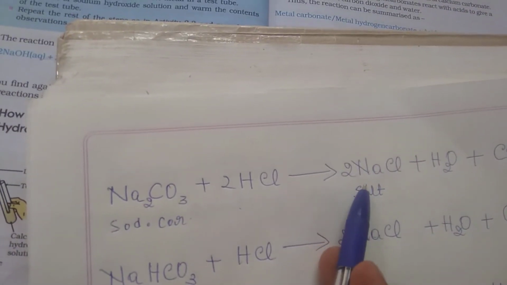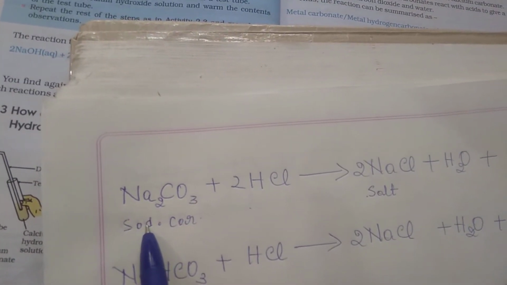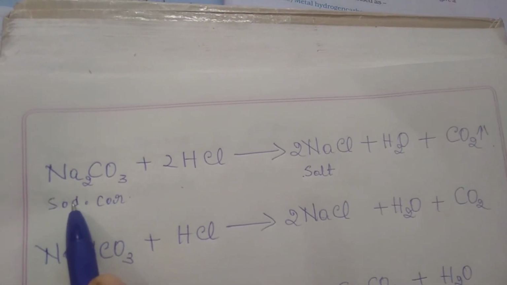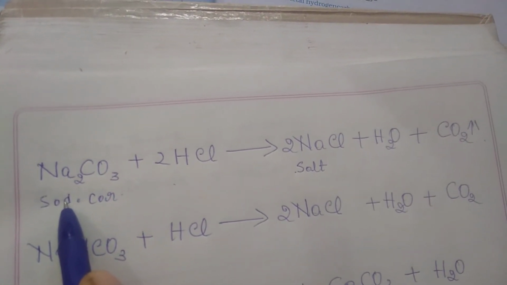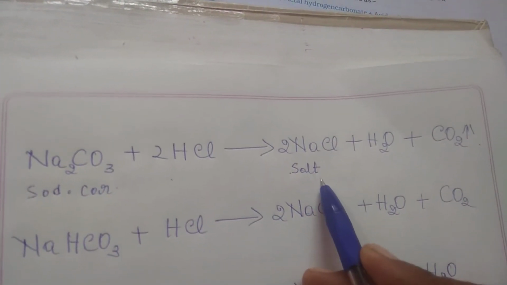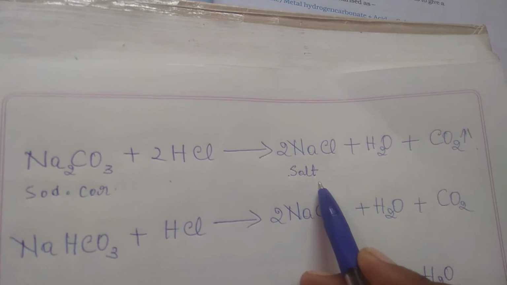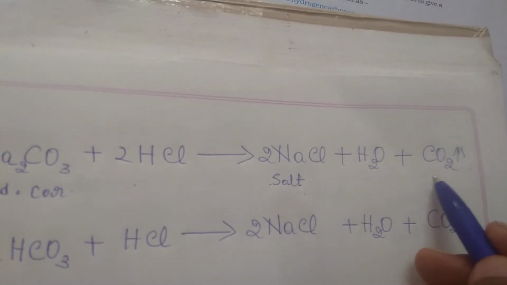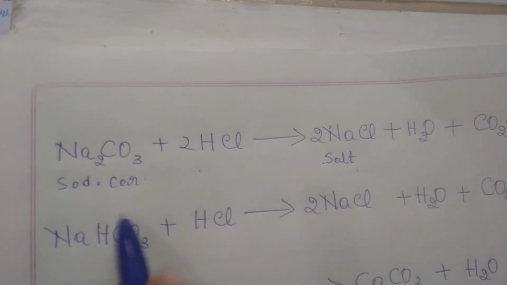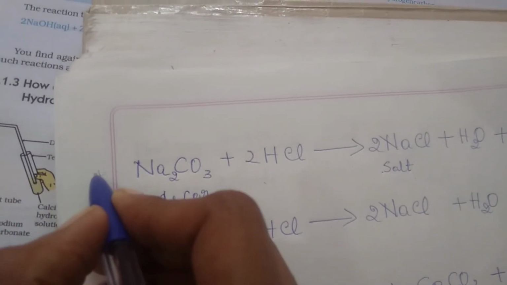The respective salt is sodium chloride. Why is sodium chloride formed? Because the metal we have taken is sodium, so the sodium salt formed is sodium chloride. And the gas carbon dioxide is also formed here.